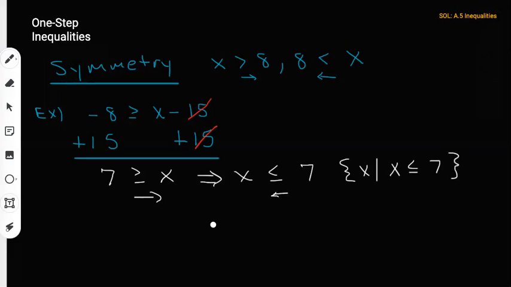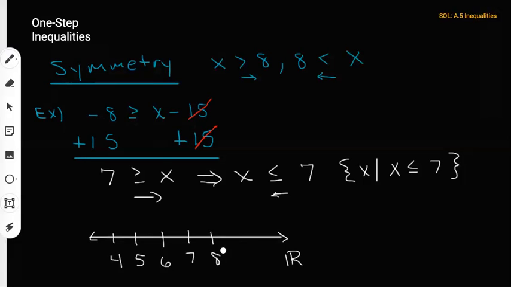Now let's graph it on a number line. So this is the real number line, and the R stands for real. I'm going to put my 7 in the middle, and then numbers that are less than 7 are going to be put to the left side. So numbers like 6, 5, and 4. But numbers that are greater than 7 have to be put to the right of 7. So numbers like 8, 9, and 10. Those are going to go on the right side.